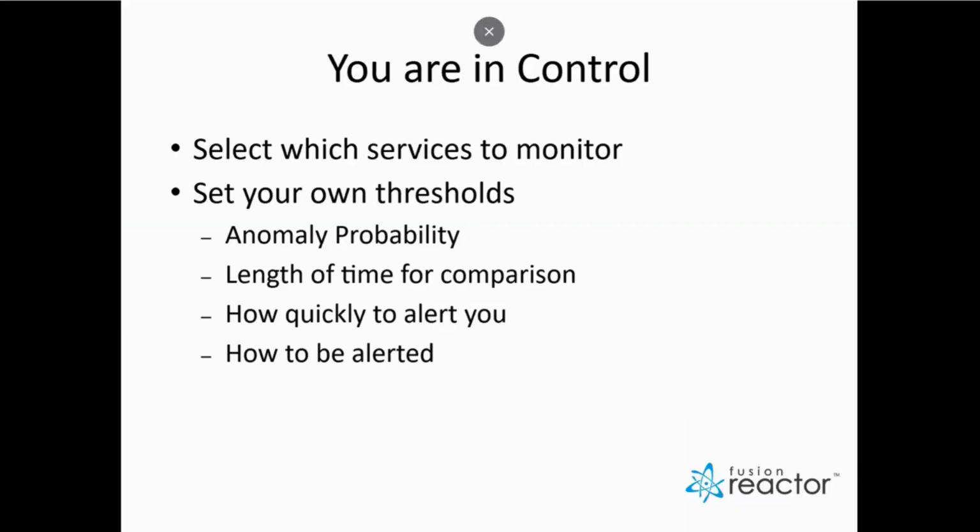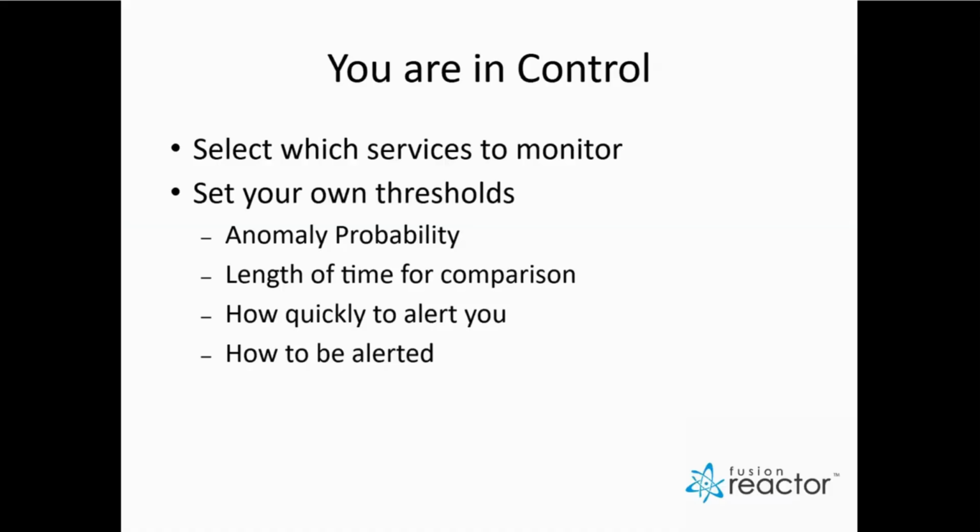So the most important ones are the anomaly probability. What you can say to it is how sensitive you want it to be. Typically, we'd put it between about 80 and 100%. So if it's 80 to 100% sure that there's going to be an issue, an anomaly, that's when it will alert you. You can obviously set it lower than that, completely up to yourself.